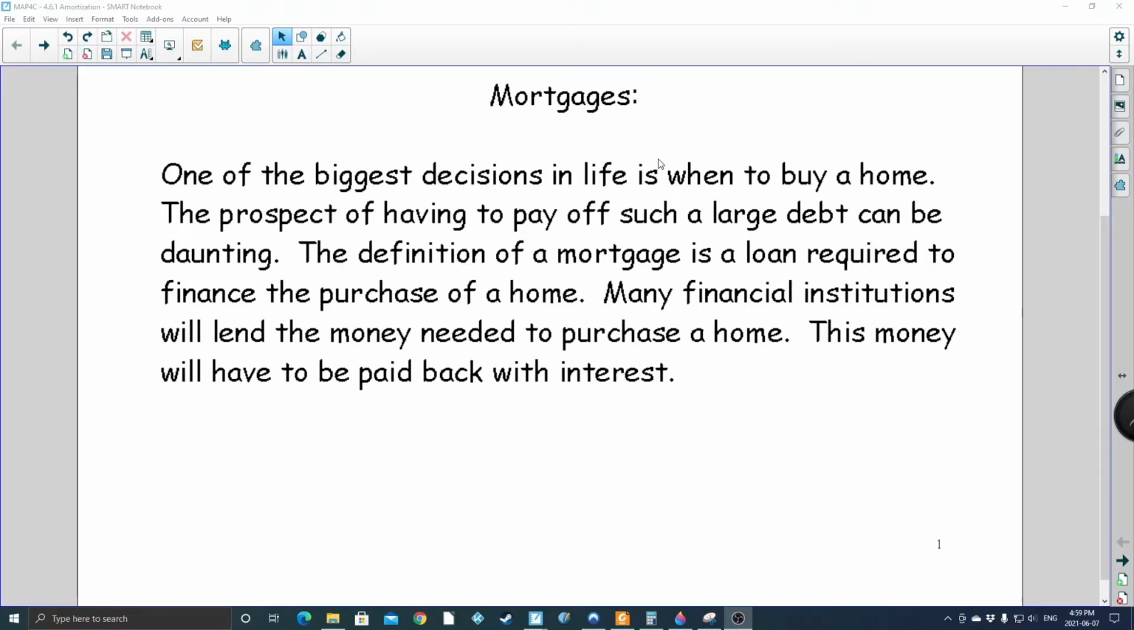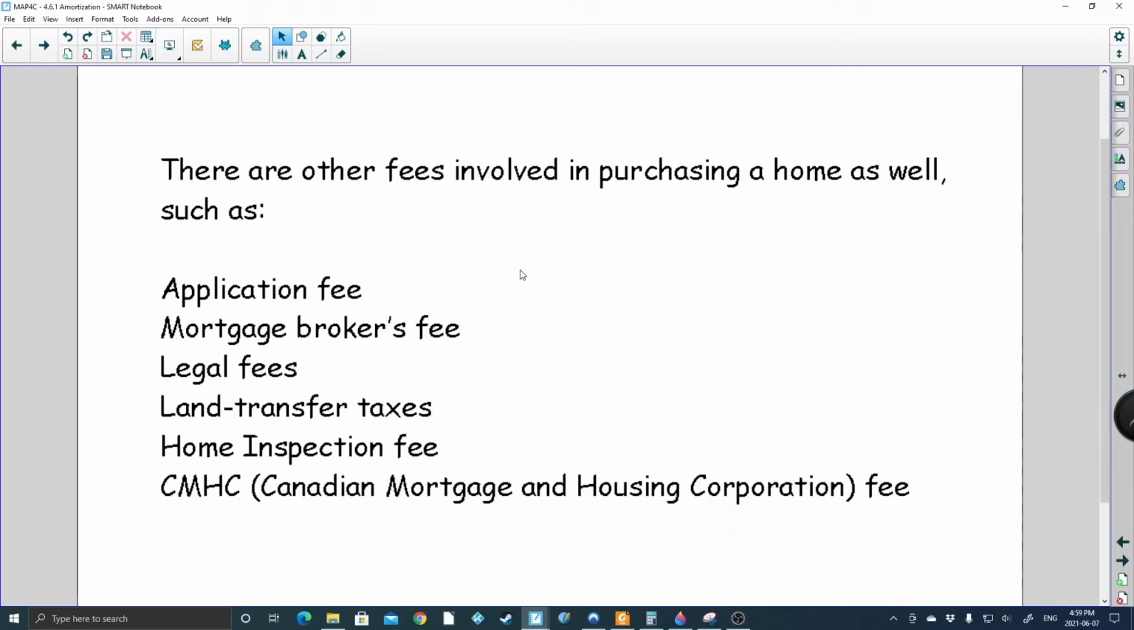Luckily, there are ways of borrowing the money to be able to pay for a mortgage, and that is usually done through a bank, but there are other places where you can get mortgages as well. And this is actually a very special kind of loan. Now, the money does have to be paid back, and the institution that's going to give you the money is definitely going to charge you interest on that money. You're going to have to pay back that money plus the interest. So there are fees involved.